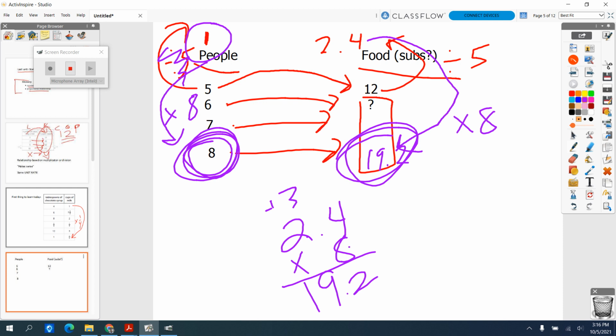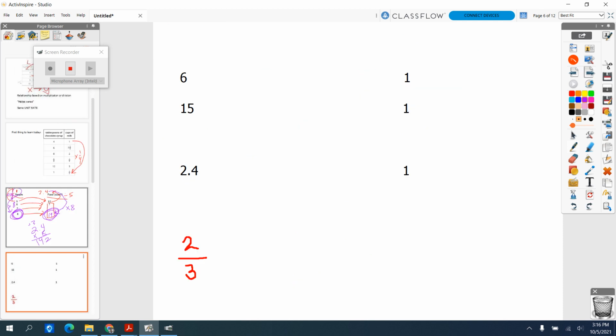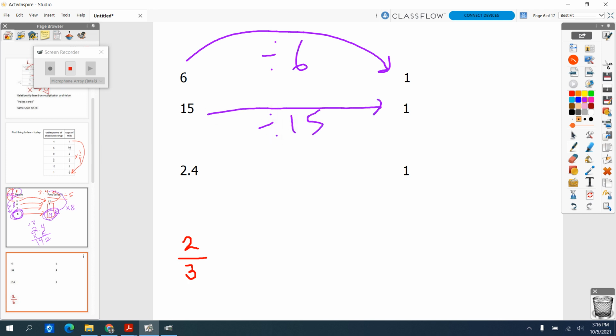Okay? So that's the reason why I'm showing you that, is because sometimes bringing something to 1 is very, very easy. If I have 6 and I want to bring it to 1, I'm going to divide by 6. 6 divided by 6 is 1. If I have 15 and I want to bring it to 1, I would just divide by 15. If I have 2.4 and I want to bring it to 1, could everyone tell me what I'm going to divide by? Very good, 2.4.